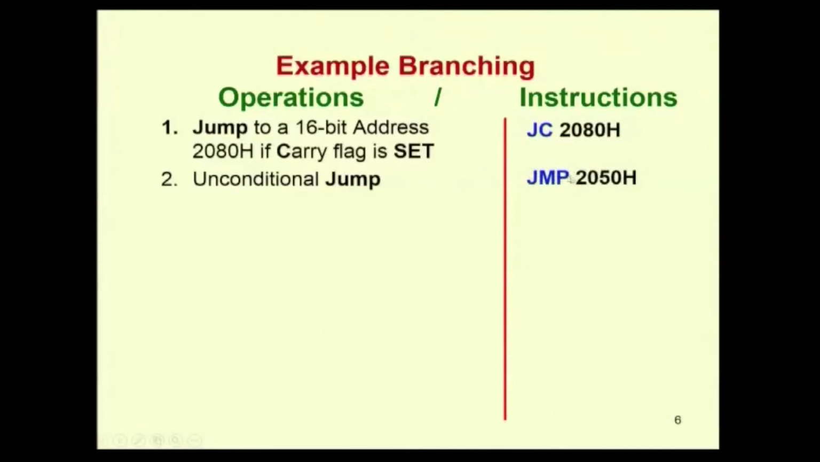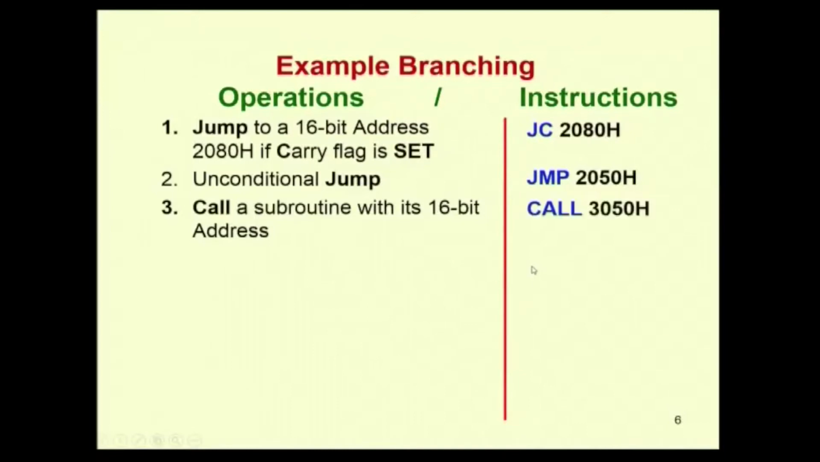The opcode for jump has to be followed by this hexadecimal, that is a 16 bit number, which represents the address to which the program has to jump. Then again the call. Here also it has to be followed by a 16 bit address. So, call followed by the 16 bit address, 30550H. The program will branch to this location once it encounters this opcode for call.